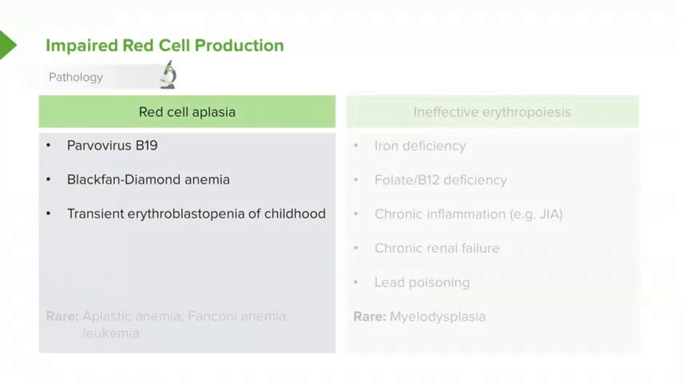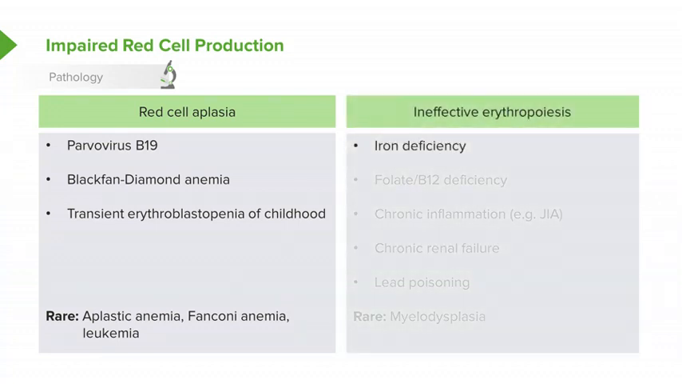anemia. Or children can get a unique disease, usually in the first few years of life, called transient erythroblastopenia of childhood. In this condition, they transiently stop making red blood cells and then recover from that a few months later. Very rare, patients could have aplastic anemia, Fanconi anemia, leukemia. There are other causes. Moving on, patients can have ineffective erythropoiesis.